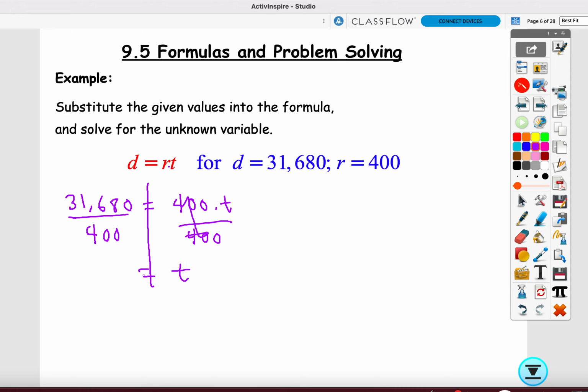With my calculator, 31,680 divided by 400 is 79.2. Now you can plug it in to test it out if you like, but we should be more confident in our solving skills, so we should be done at this point. So T equals 79.2 when the rate is 400 and the distance is 31,680. Let's go ahead and move on.